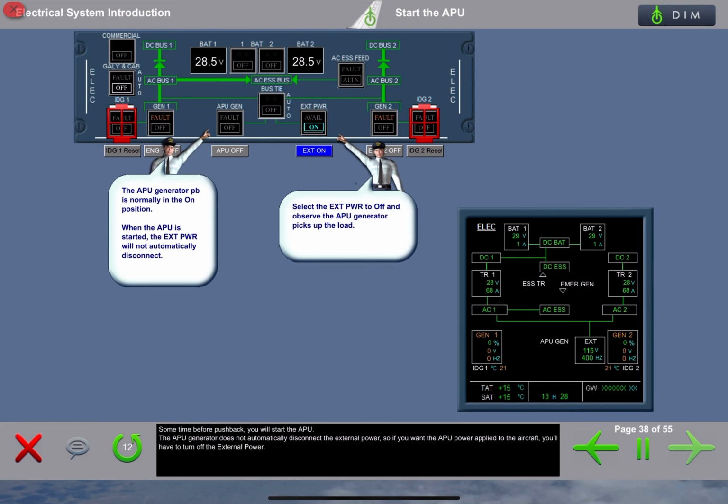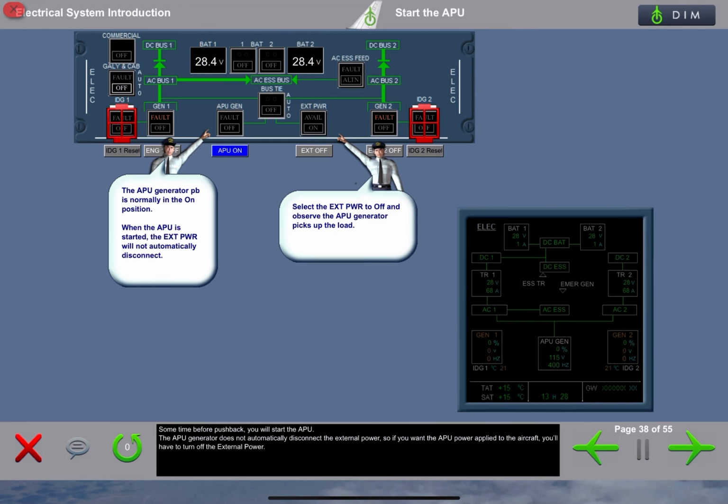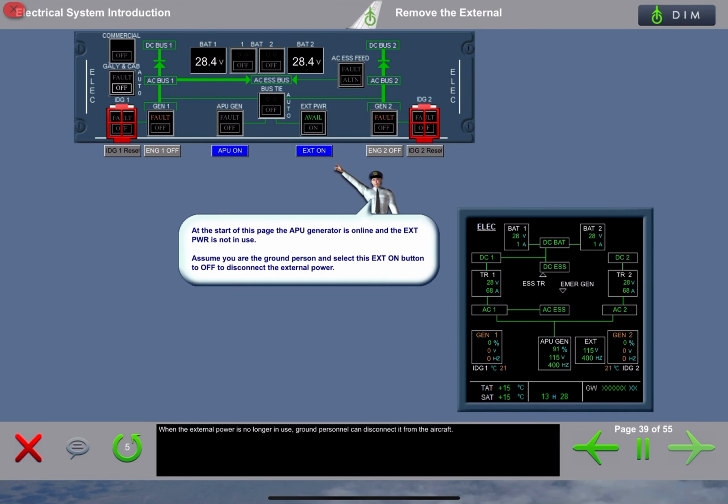Sometime before pushback, you'll start the APU. The APU generator does not automatically disconnect the external power, so if you want the APU power applied to the aircraft, you'll have to turn off the external power. When the external power is no longer in use, ground personnel can disconnect it from the aircraft.